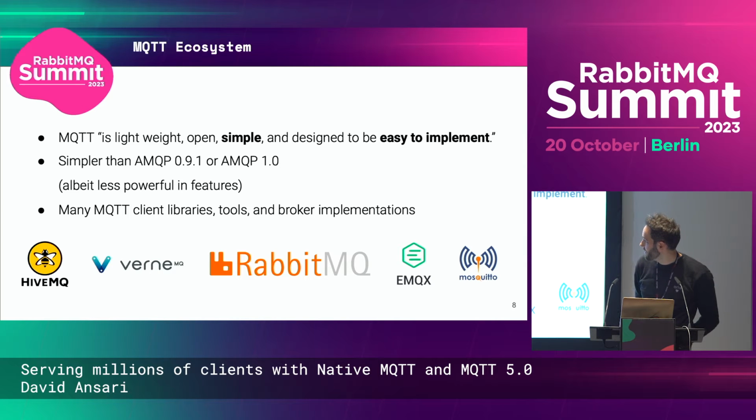MQTT is not only lightweight, it's also simple and easy to implement. And that's a very important characteristic. So it's simpler than AMQP, although less powerful in features. But this simplicity allowed a huge ecosystem of MQTT clients, brokers, and tools and UIs and so on. There are some brokers out there, for example, EMQX, which is written in Erlang, a good MQTT broker. VerneMQ is written in Erlang. And Mosquitto and HiveMQ, you have probably heard of them as well.